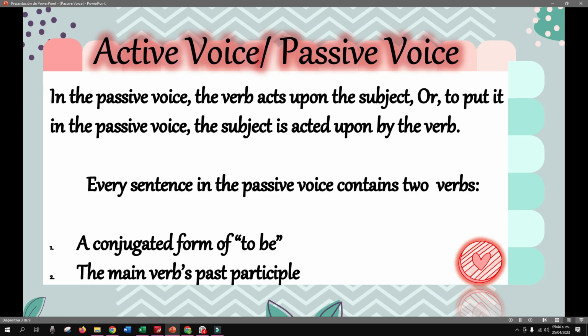So we're going to use the conjugated form of the verb be. That will be maybe in present or in past. It depends on the sentence that you have, right? And also we're going to use another verb. We can say it like the main verb, in past participle, right?